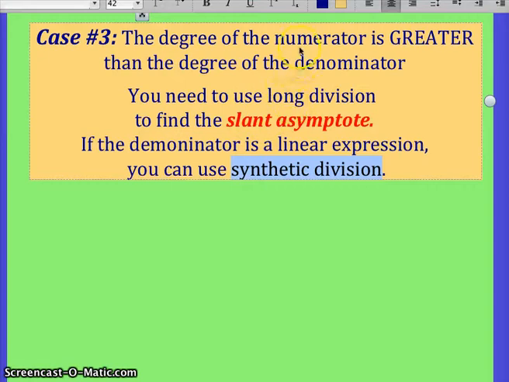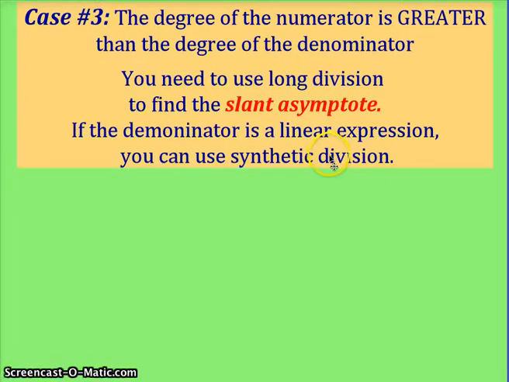What happens if our last case is where the degree of the numerator is greater? What we basically need to do is find what we call the slant asymptote. We need to use long division sometimes. If the denominator is a linear expression, such as x plus 2 or 2x minus 1, anything where the degree of the denominator is 1, we can use synthetic division. If the degree of the denominator is larger than 1, then you have to use long division.